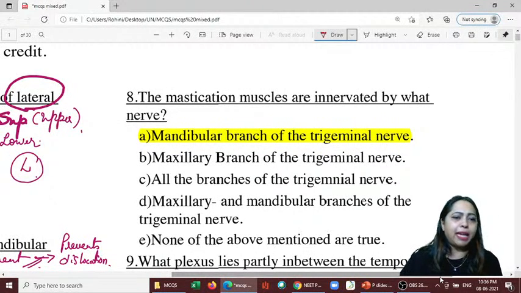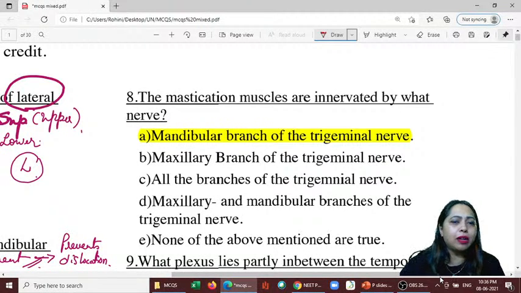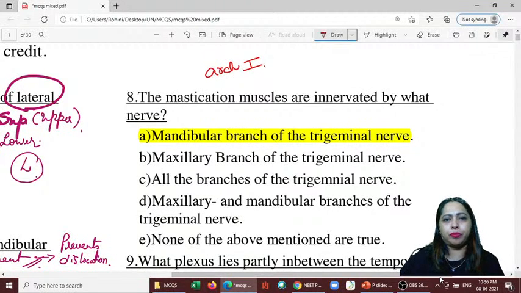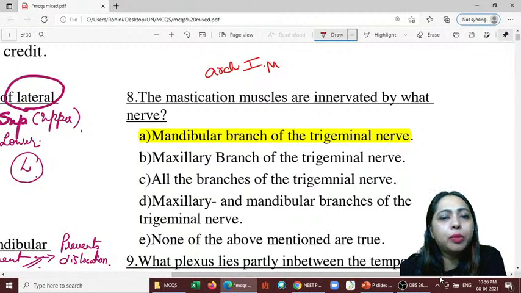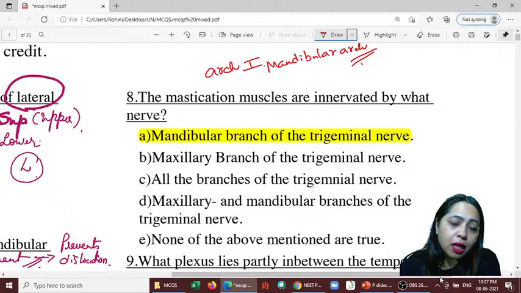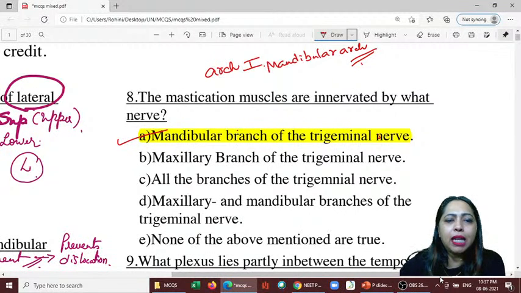So let's see this one. Eighth one, the muscles of mastication are innervated by... Now the muscles of mastication are derived from which arch? Is it the second arch or the first arch? First arch. Okay, that's also called the mandibular arch. And which nerve supplies the mandibular arch? The arch is supplied by the mandibular branch of trigeminal. So 8A is the answer.